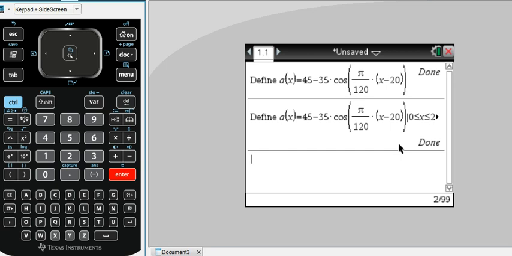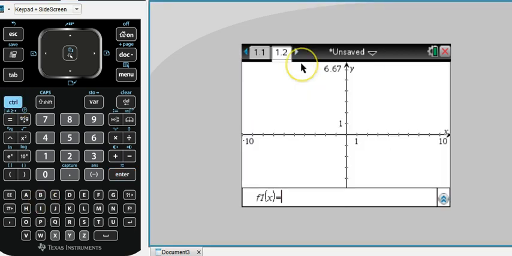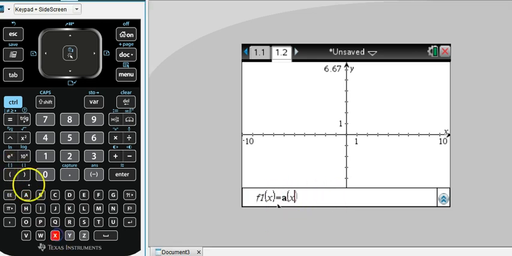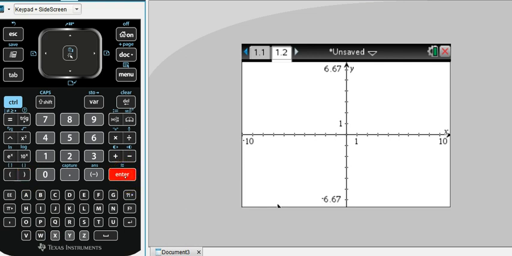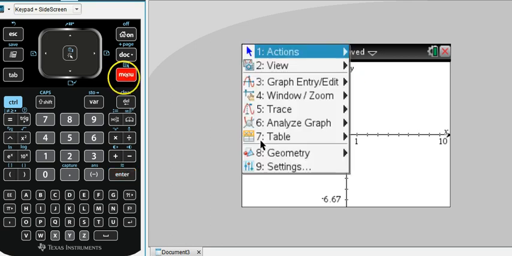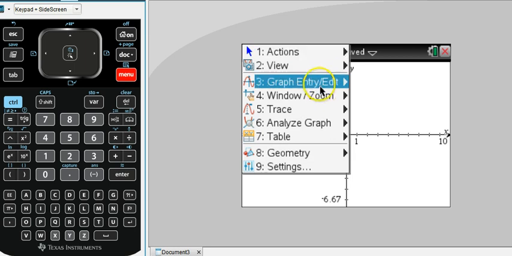So to sketch that graph, if I insert a graph page, down here in the entry line, I don't need to type in the rule. I can just simply type in a of x and it will draw the graph for me, as you can see. But as you can see, there is no graph. So that means we need to adjust our window on the axes, which we find in menu.